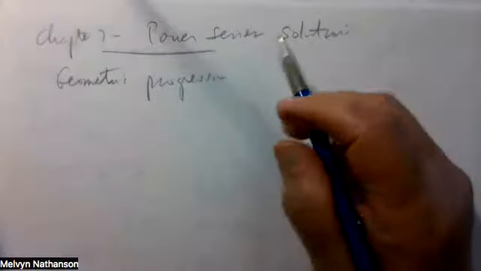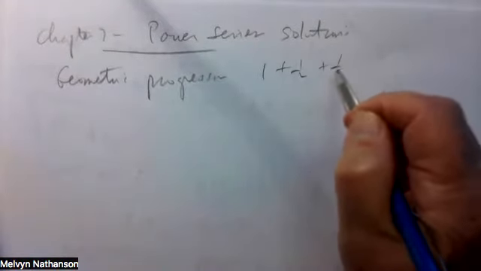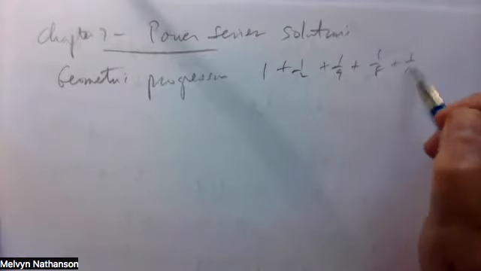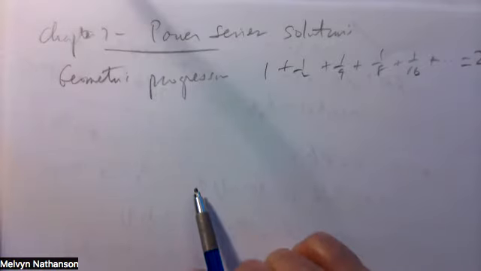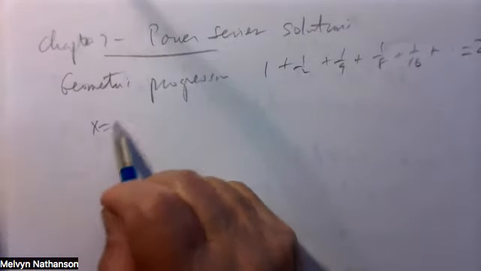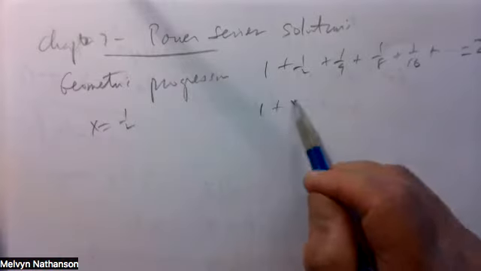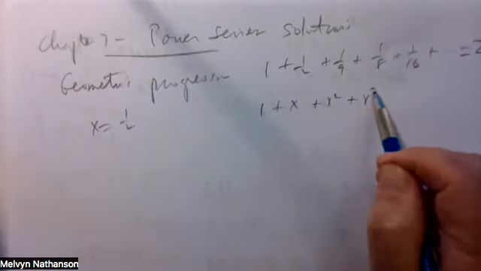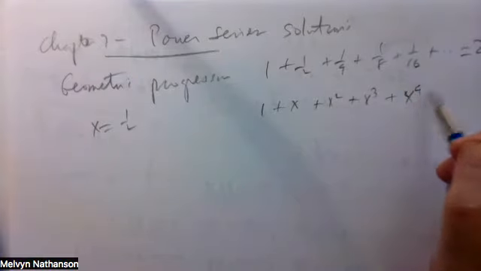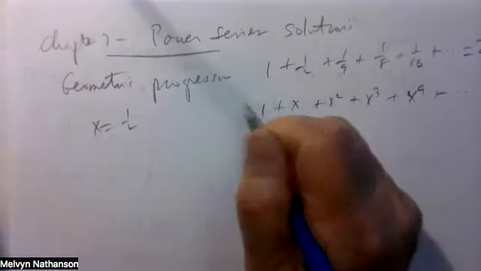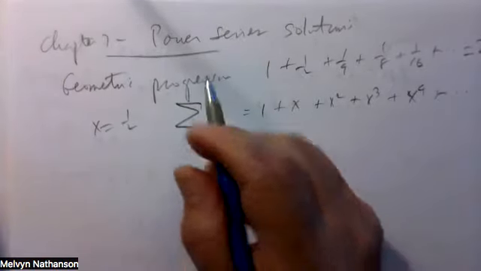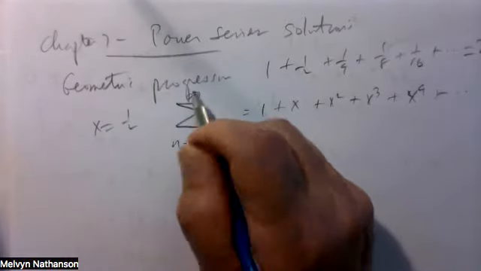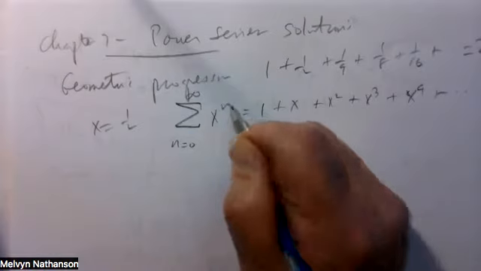For example, 1 plus a half plus a fourth. Just take the sum of reciprocals of powers of 2. And you should have learned that that infinite series converges to the number 2. This is of the form, if you let x equal a half, 1 plus x plus x squared plus x cubed plus x to the fourth, and so on. Which, using summation notation or sigma notation, is the sum, n goes from 0 to infinity, of x to the n.